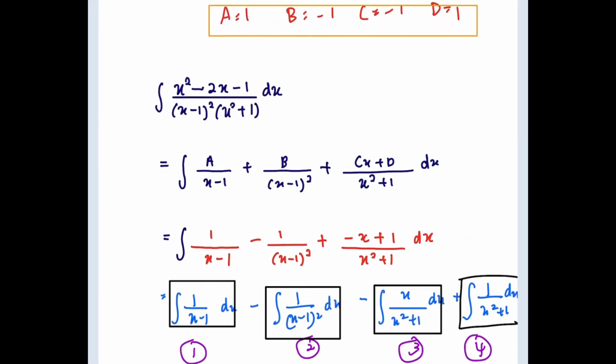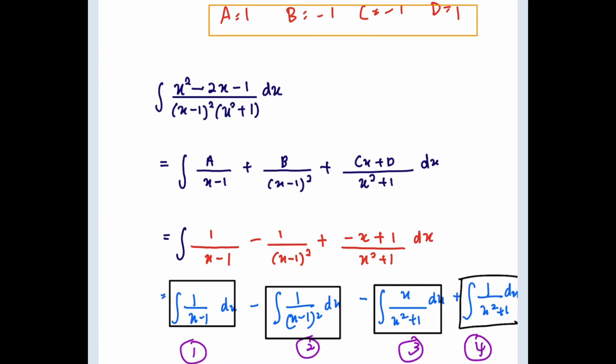So let us rewrite back our answer. A is 1, B is negative 1, C is negative 1, D is equal to 1. So let's rewrite the question with the variable here. Let's fill in our A is 1, our B is negative 1, our C is negative 1, our D is equal to 1. So now let's split each and every equation here.